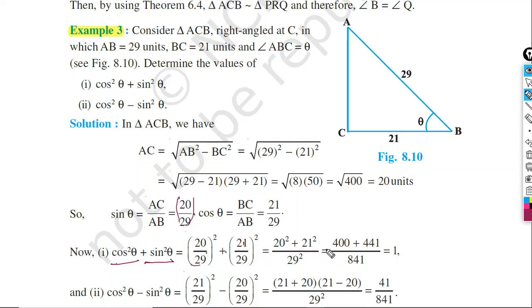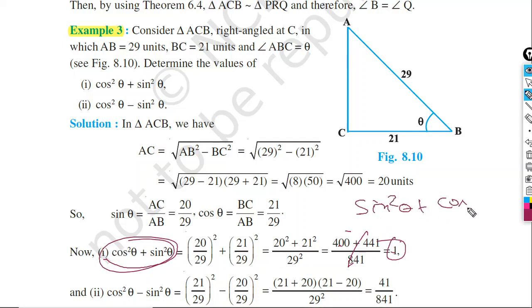Then you find the squares. 20 square is 400, 21 square is 441, divided by 29 square. Now if you add them, 400 plus 441 is 841, then it will cancel and it will be equal to 1. Now we found that cos square theta plus sin square theta is equal to 1. It will be a formula for you. Sin square theta plus cos square theta equal to 1 is a formula. This is what you have to remember.